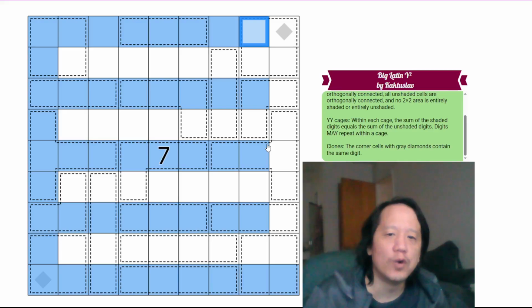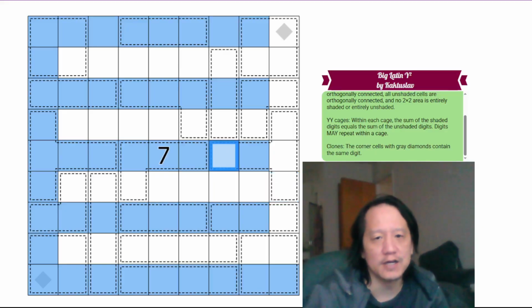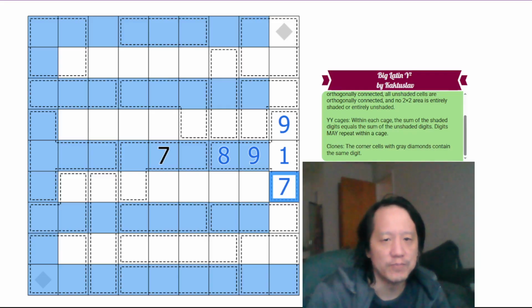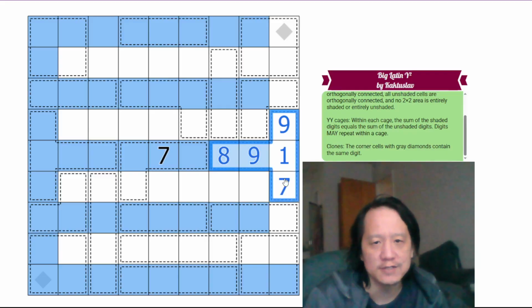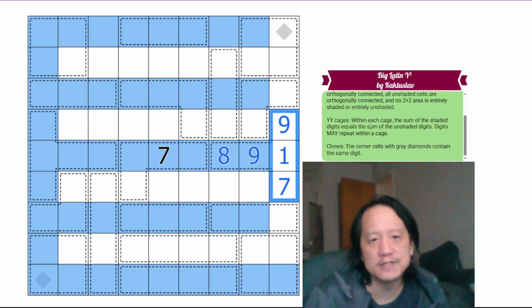We also have YY cages, where within each cage, the sum of the shaded digits equals the sum of the unshaded digits. Digits may repeat within a cage. So you could have something like 8 and 9, and then you have 9, 1, 7. And this would work as a YY cage because the shaded part adds up to 17, and the unshaded part adds up to the same sum. And that's an example of how YY cages work.